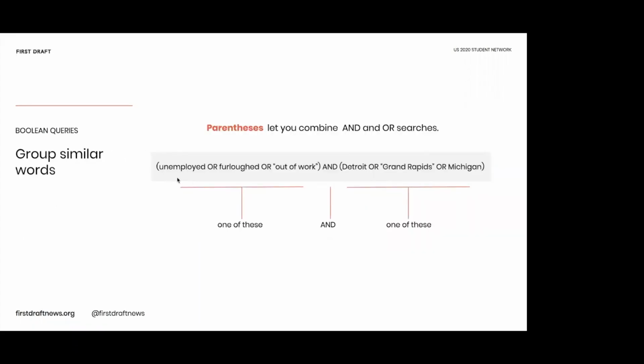Here, you can see we say unemployed OR furloughed OR "out of work", and that's grouped in parentheses, AND Detroit OR Grand Rapids OR Michigan, and that's grouped. So what is this doing? This is saying to Twitter, okay, I want to see a set of results where the tweets have one of these words. It can be any of them. It doesn't have to be all of them, just one of them, because they're connected by OR. And I want it to have one of these words. So because of this AND statement, I have to have one of these and I have to have one of these. But because these are connected with ORs, it can be any one of them, right? Let me know. I'm going to pause for just a second to see if there are any questions about that. And then I will show you another example.